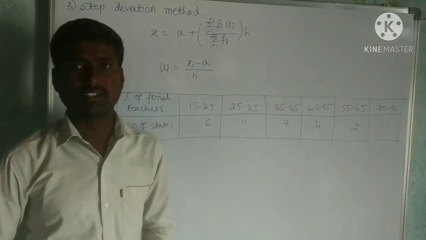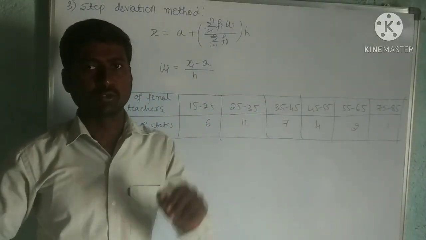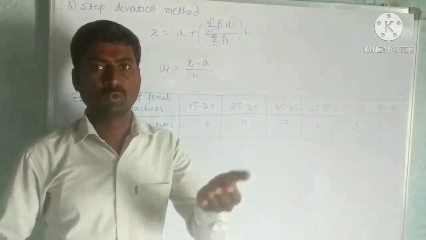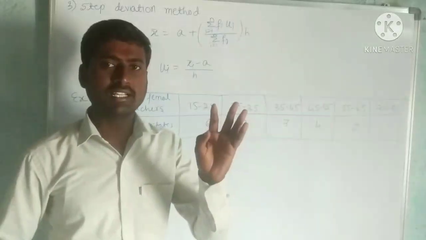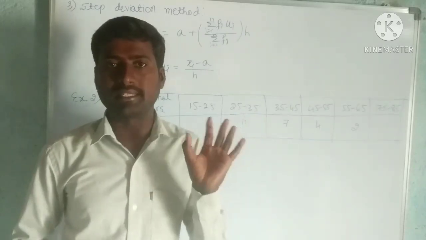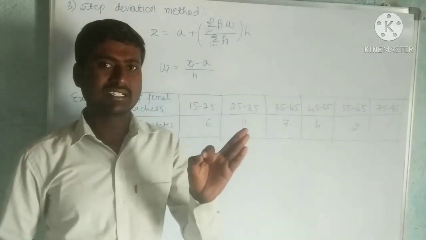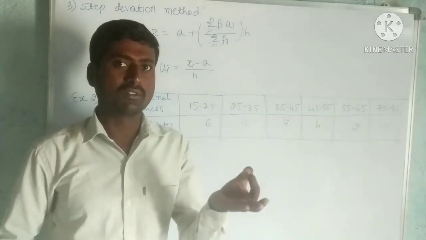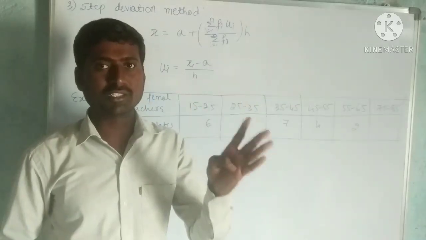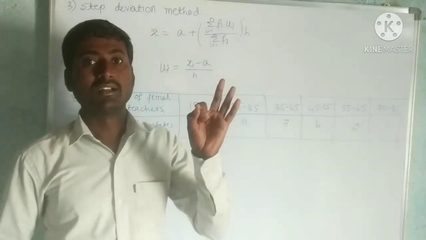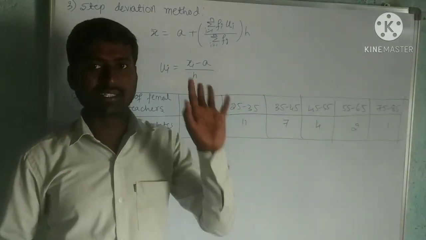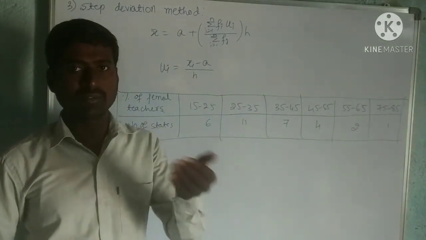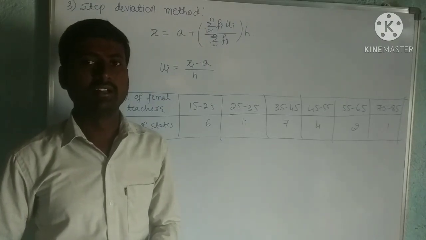Dear students, we already discussed the first two methods. The first one is the direct method and the second one is the assumed mean method. We discussed the problems for both the continuous frequency distribution table as well as the discrete frequency distribution table for both methods. For the two methods, we discussed two different tables.